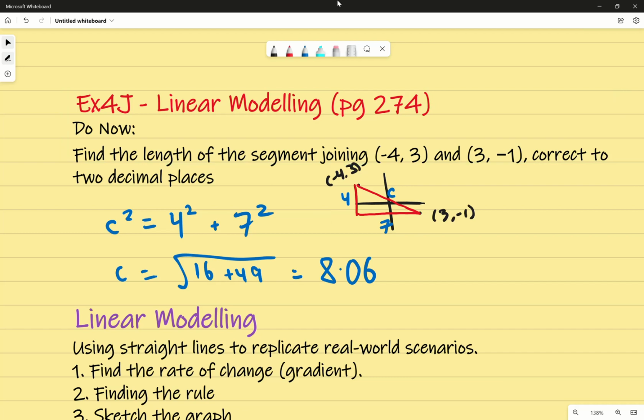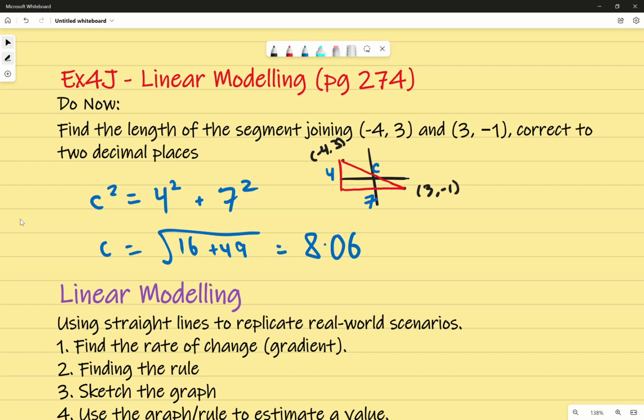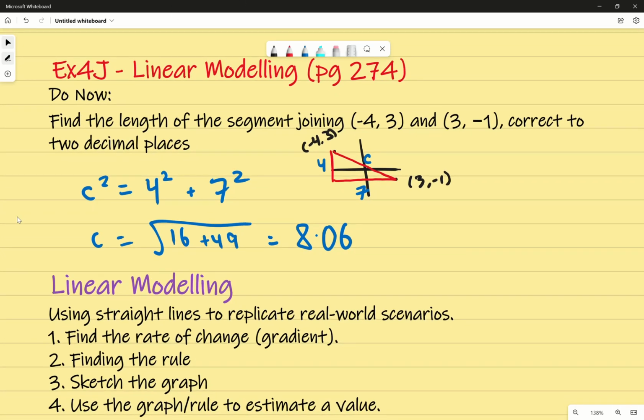What I'm going to ask you guys to do is to very briefly, in your own words, cut this down. I want you to write this into your notebooks. So linear modeling, again in your own words, just write down the steps 1, 2, 3, 4 in your own words. So instead of writing, for example, find the rate of change gradient, you can just write find gradient.